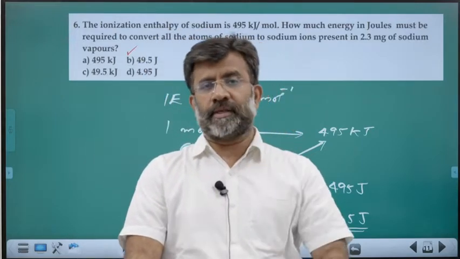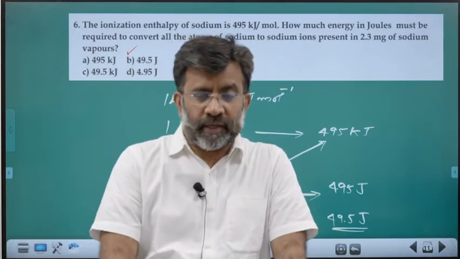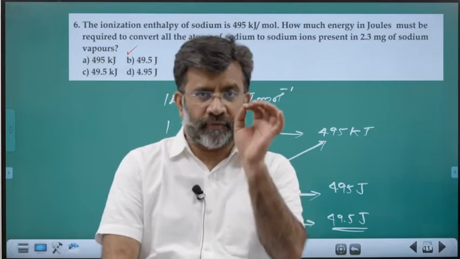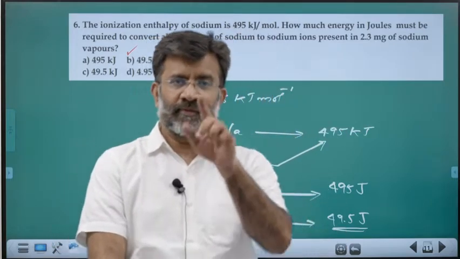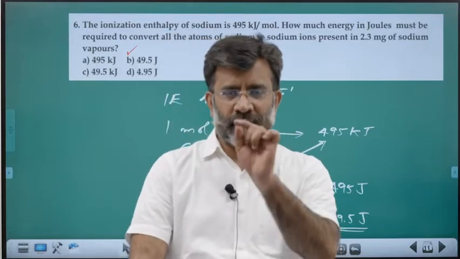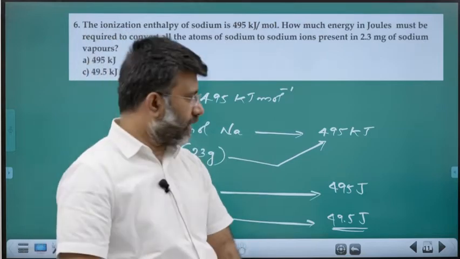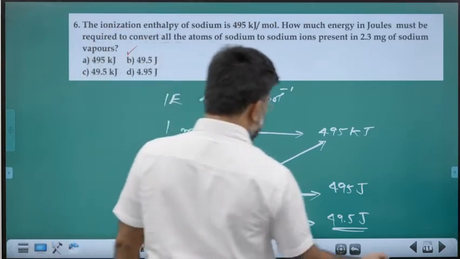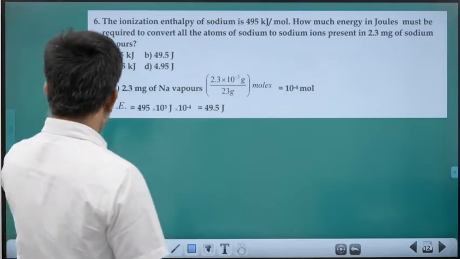So for 1 mole ionization, you need 495 kilojoule. 23 gram, that is the molar mass of sodium, 23 gram per mole. So for 23 gram, you need 495 kilojoule. 23 milligram, 495 joule. 2.3 milligram, 49.5 joule, right? Next. Option B.